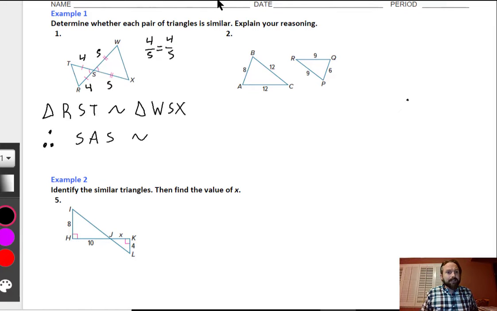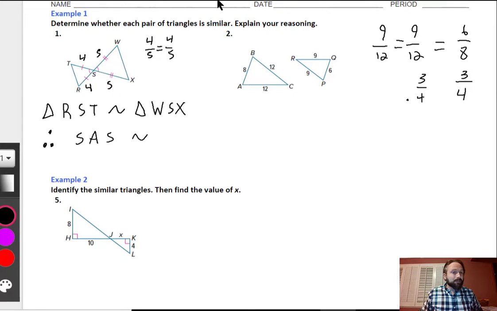All right, it looks like this one is going to have to be side-side-side because there's no angles. Well, let's see if it is. I'm going to take the large sides, 9, 9, 12, 12. So let's put 9 over 12 is equal to 9 over 12, which is equal to 6 over 8. Let's see if they are proportional. Okay, I don't need to do these, but let's do this one. I'm going to divide by 2, divide by 2. I get 3 over 4. If I divide by 3, I get 3 over 4. They're the same, so I don't need to do it again.